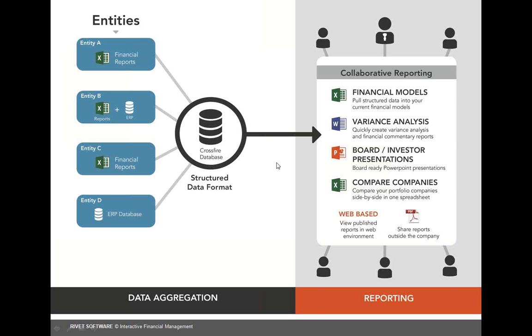So the graphic here shows, first on the left, numerous different entities or data sources. You can think of them either way. There's Excel financial reports. Maybe there's ERP systems combined with other financial reports. And then there's just ERP and general ledgers as well. You might be pulling information from a number of different areas.